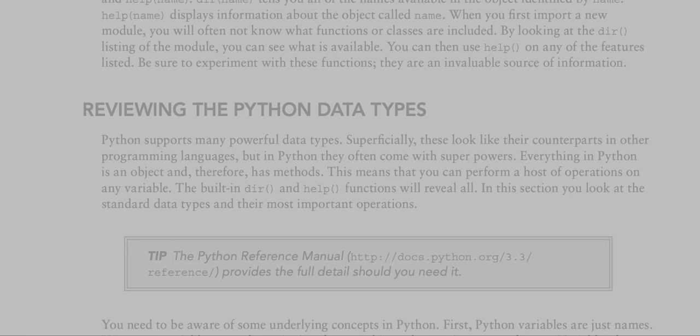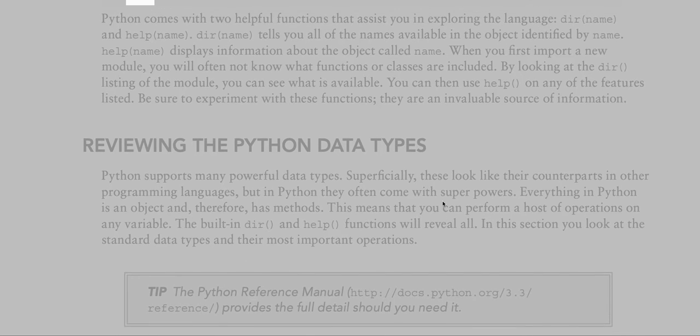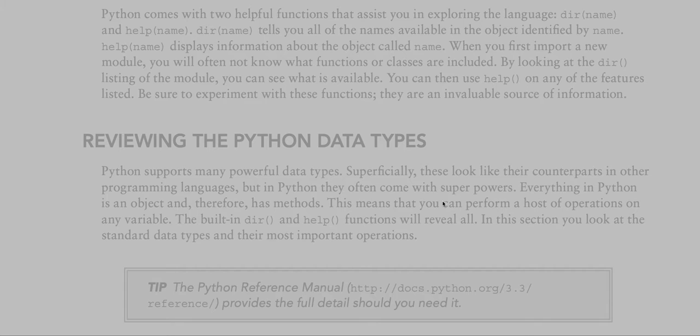Python comes with 2 helpful functions that assist you in exploring the language: dir(name) and help(name). dir(name) tells you all of the names available in the object identified by name. help(name) displays information about the object called name. When you import a new module, you will often not know what functions or classes are included. By looking at the dir listing of the module, you can see what is available. You can then use help on any of the features listed. Be sure to experiment with these functions, they are an invaluable source of information.